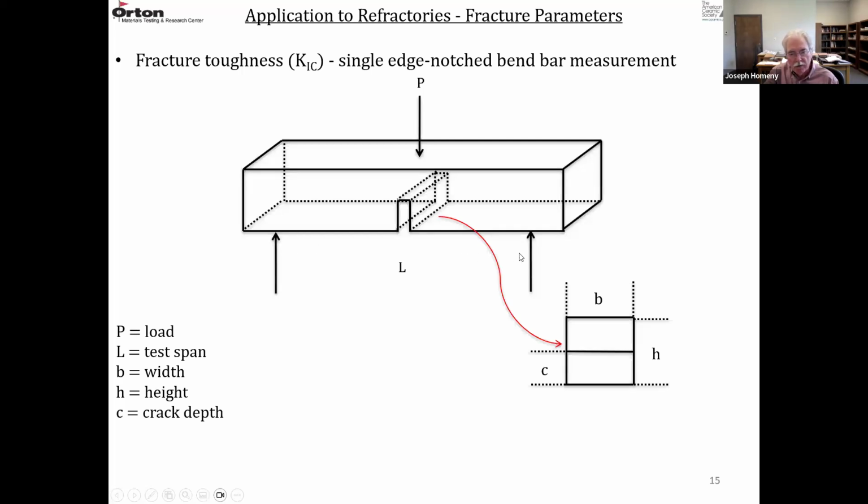So the lower span is L. There are two knife edges for the lower loading points, and then the midpoint is loaded with a third knife edge. We have an initial flaw size or notch C, and P is the load, L is the lower span, B is the sample width, H is the sample height, and C is the crack depth.